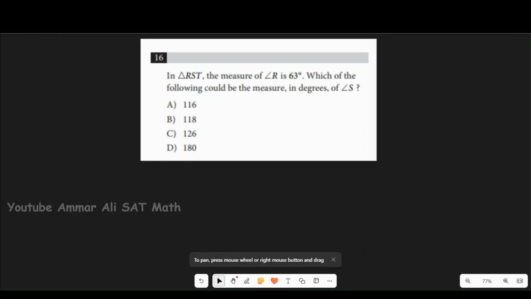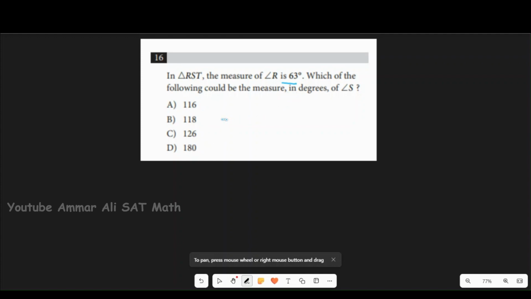This is a question from the official practice test 5 from 2024, linked in the description below. In triangle RST, the measure of angle R is 63 degrees. Which of the following could be the measure in degrees of angle S? And then they give us a couple of different options, right?